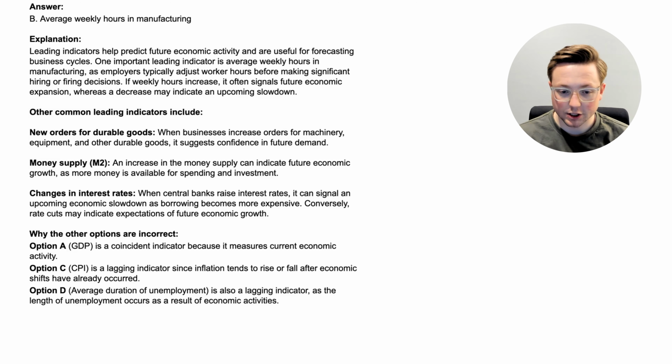Now let's talk about the other options and why they're incorrect. Option A was GDP, and that is a coincident indicator because it measures current economic activity. Option C was CPI, and that is a lagging indicator since inflation tends to rise or fall after economic shifts have already occurred. And then option D, average duration of unemployment, is also a lagging indicator as the length of unemployment occurs as a result of economic activities. And we're going to dive more into lagging and coincident indicators in just a moment here, so don't worry. But again, these ones were incorrect because they were not leading indicators.